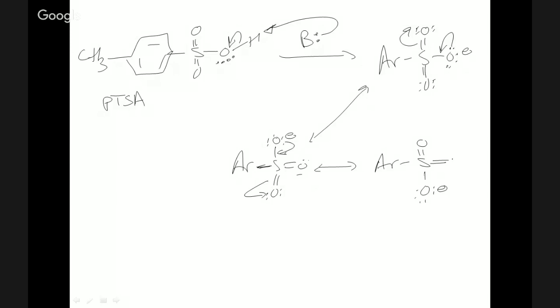That accounts for the increased stability of this anion. Okay, we have 3 oxygens to stabilize. Very, very weak base, just like the conjugate base of sulfuric acid. It's the conjugate base of para-toluene sulfonic acid. Very, very weak. Okay.